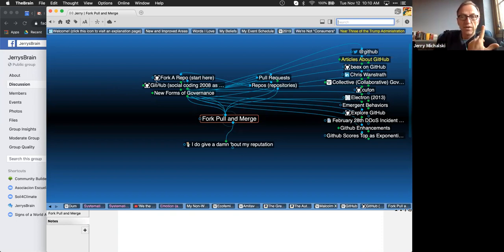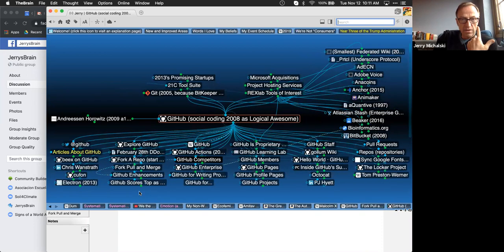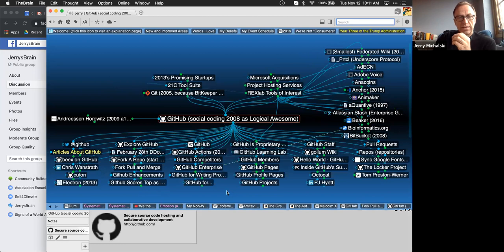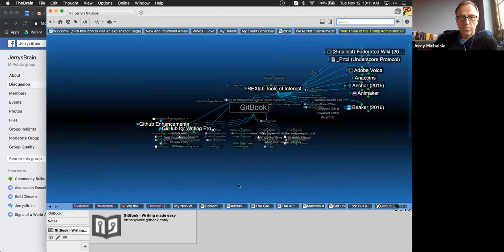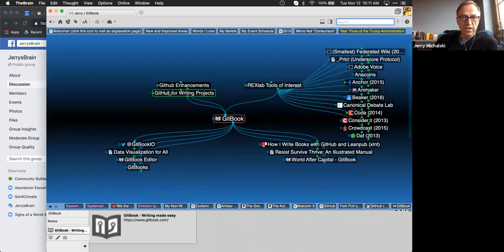Now, people are using GitHub to write books. There's a thing called Gitbook, which takes this fork and pull process. Here are repos, pull requests. So if I go to Gitbook, I have it under GitHub for writing projects and GitHub enhancements, which I didn't make pop enough, so I couldn't see it when I was on Gitbook. It's on GitHub itself, but people are writing books this way. So they'll publish their chapters on GitHub, and then people can submit edit recommendations or write whole chapters and submit them through Gitbook. Does that make sense?